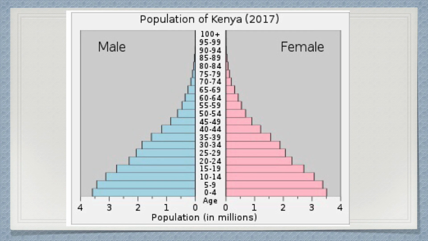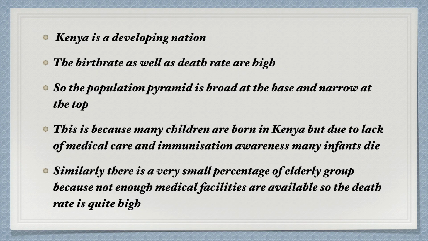The population pyramid clearly indicates that there is a need to provide good medical care and hygiene to reduce the death rate. So, Kenya is a developing nation. The birth rate as well as death rate are high. So, the population pyramid is broad at the base and narrow at the top.